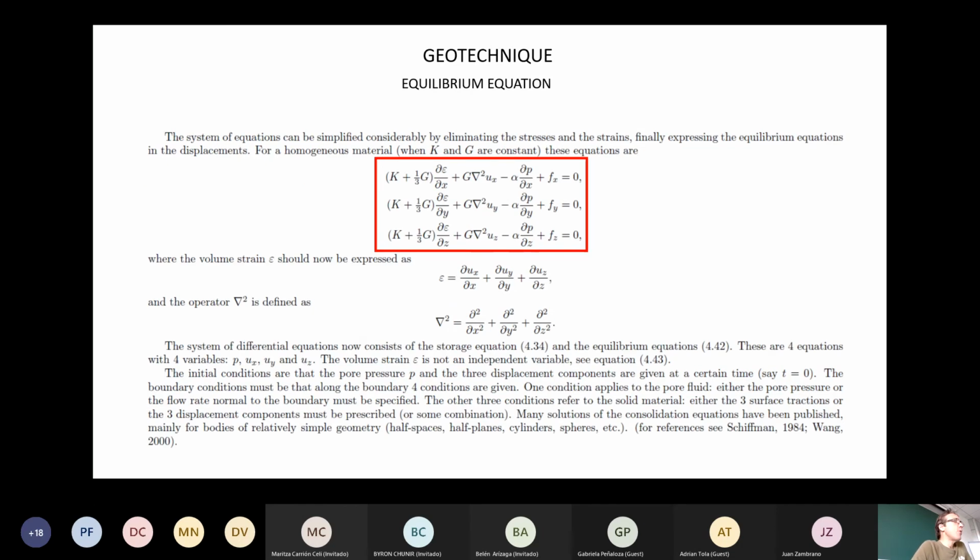So the system of equations can be simplified considerably by eliminating the stress and the strain, finally expressing the equilibrium equation in the displacement. And here we have what you should already know from, again, mechanical engineering. That is, of course, this way of writing the equation, when we consider the volume strain epsilon in this way, and the operator, that is this gradient, that is the sum of the double derivatives.